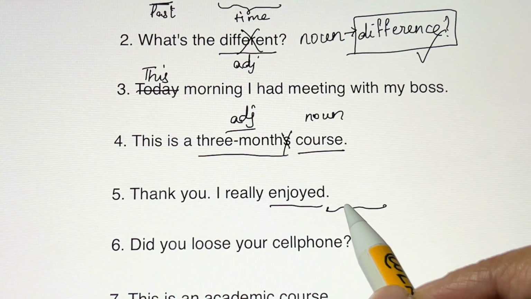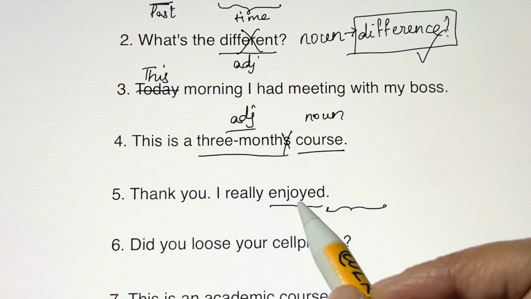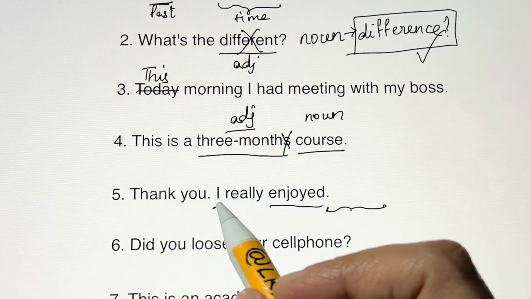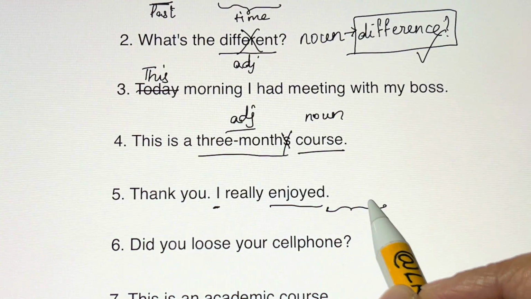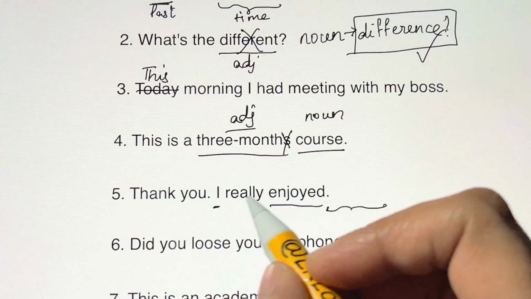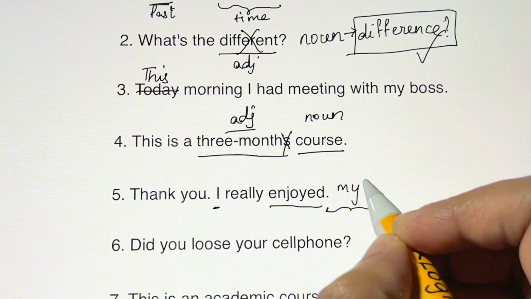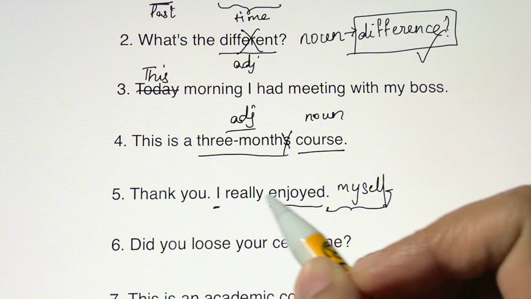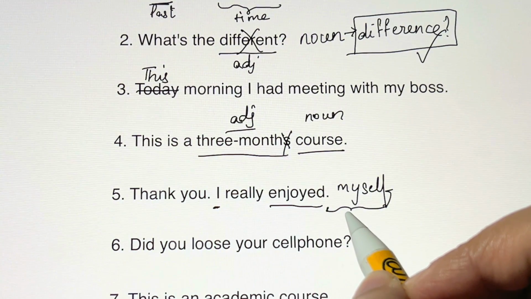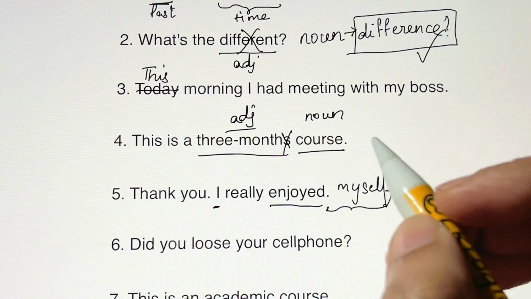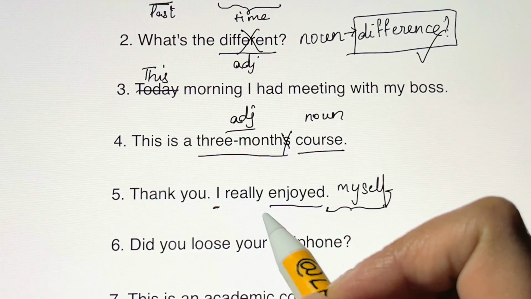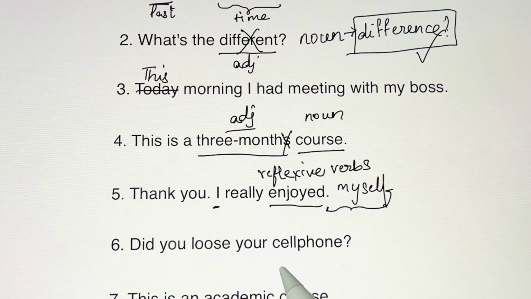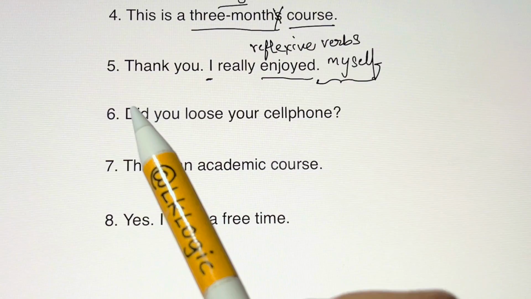Alright, so what is a reflexive verb? It shows that the subject of the sentence is also the object of the sentence. So if your subject is I, you say I really enjoyed myself. Myself is a reflexive pronoun. Or if you say he, you can say he enjoyed himself, she enjoyed herself, we enjoyed ourselves, they enjoyed themselves. Okay, so this is what a reflexive pronoun is. So there are certain reflexive verbs in English and we need to use them correctly. That's one of them.